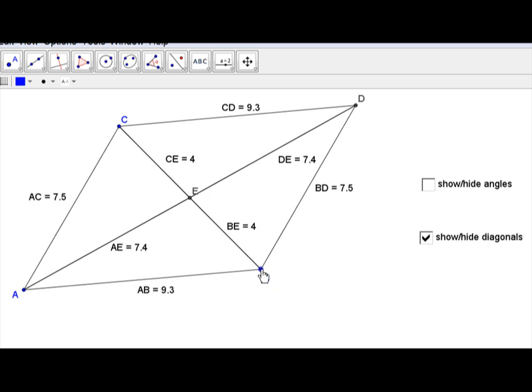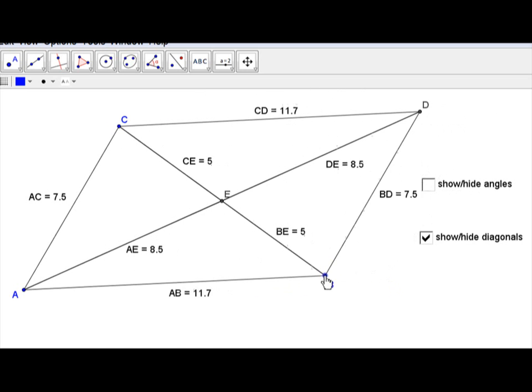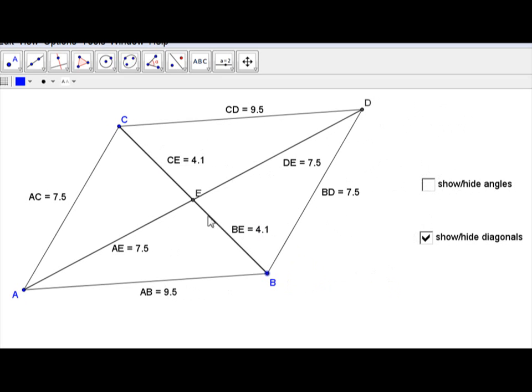And now let's look at what happens to those diagonals. What I notice is that the two smaller segments that are formed, over here CE and BE, seem to be equal. And I notice that DE and AE also seem to be equal. So I might say that the two diagonals seem to bisect each other. They seem to cut each other into equal parts. And again, no matter what I do, when I move this around, I see those two are equal and those two are equal.